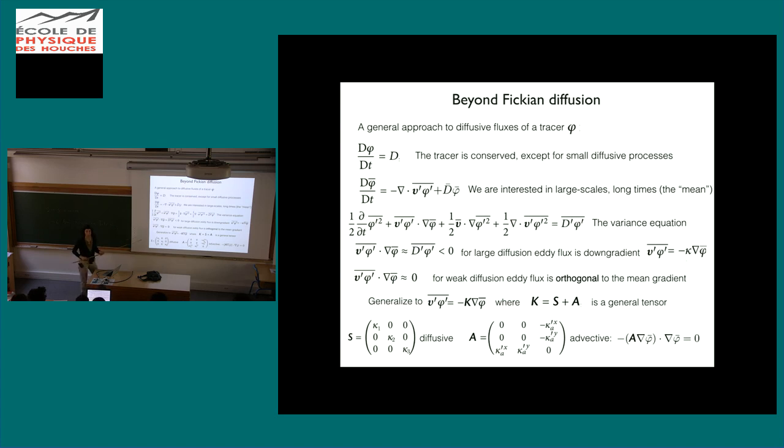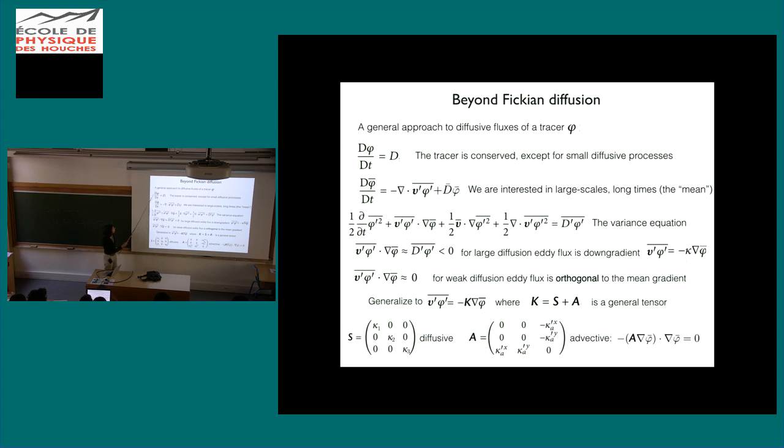In fact, it is the most cited paper in the journal in which it was published, JPO. And so the idea is to have a general approach to the diffuse flux of a tracer. And let me just say at the outset, these authors did not address the issue of how to parameterize Reynolds stresses. They just abandoned that issue and focused on parameterizing the eddy fluxes of tracers.